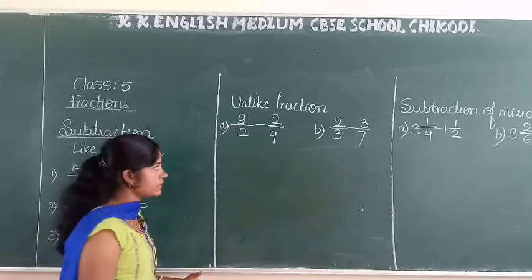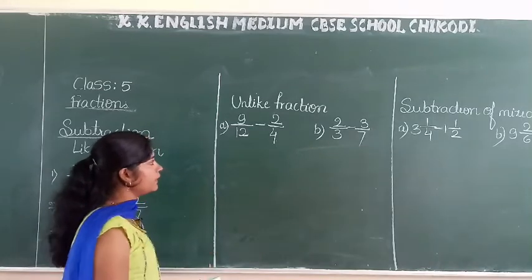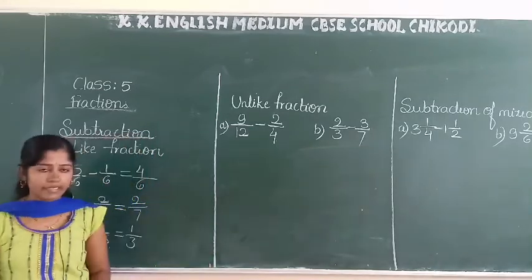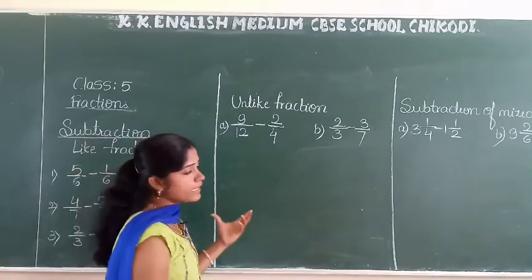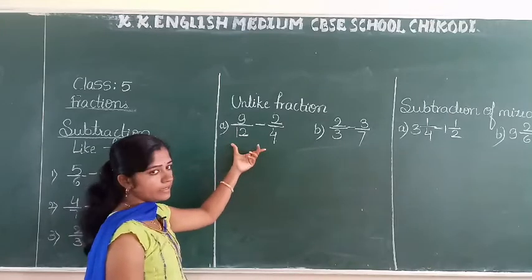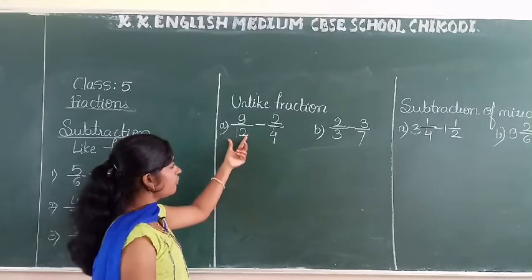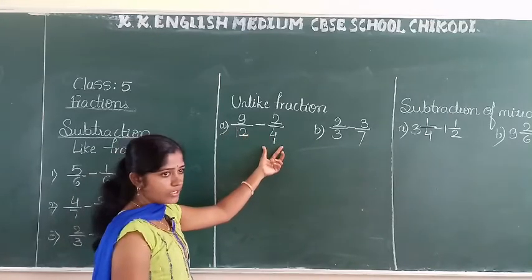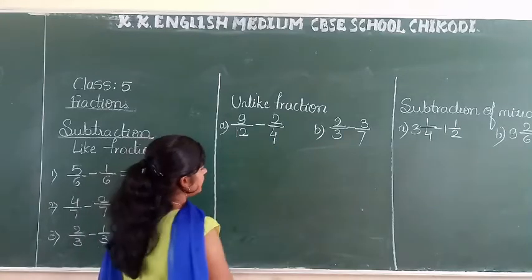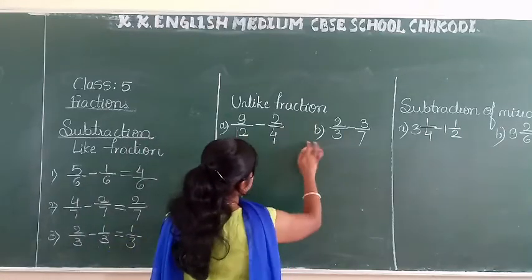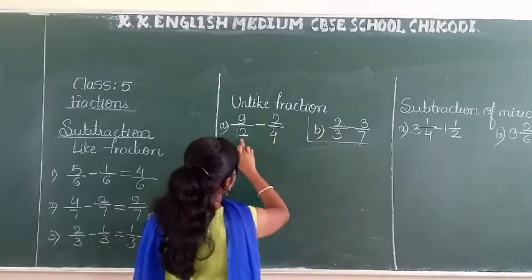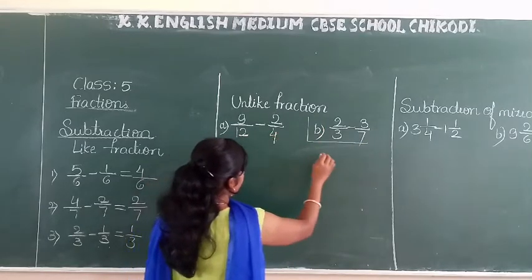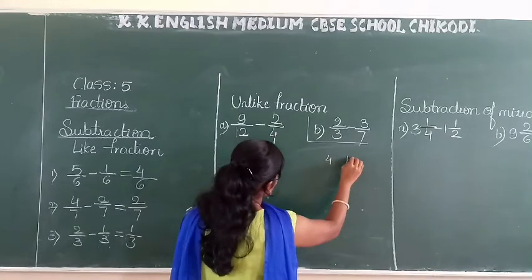I will solve this. Observe this example. The example is in unlike fractions, so we have to take the LCM of the denominators. What is there here? LCM of 12 and 4. I will solve this example afterwards. See here, we have to take the LCM of 12 and 4. Here you write 4 and here you take 12.